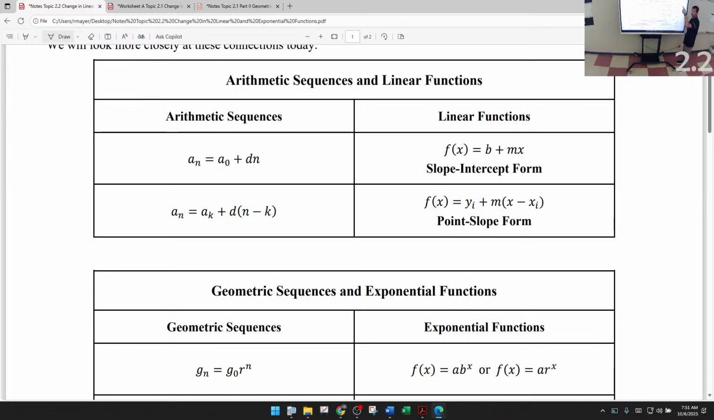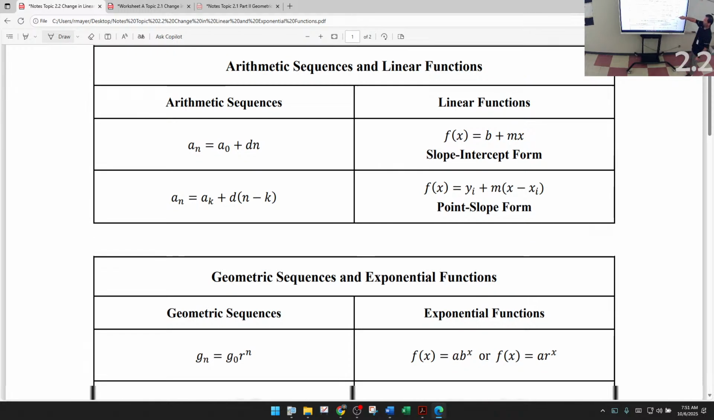m equals y minus y over x minus x. This is the y minus the y part, here's the x minus the x part, and there's the m. So that's y sub i, whichever point we're talking about: first point, second point, third point, fifth point. m is that slope, that common difference. That x is the n, and that x sub i is the same as that y sub i. So just tie those together.